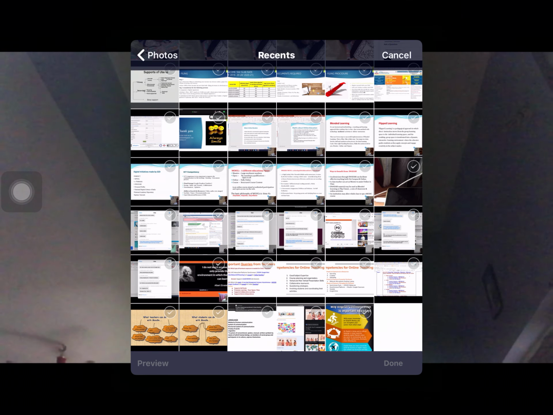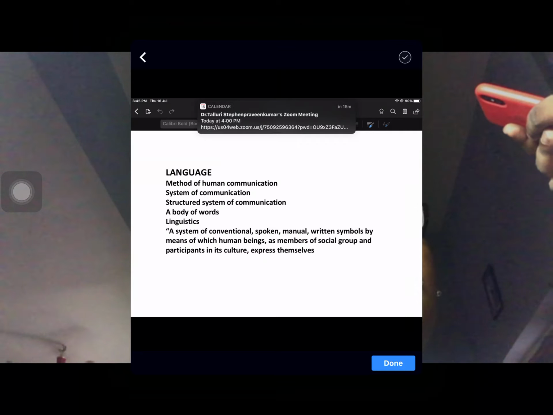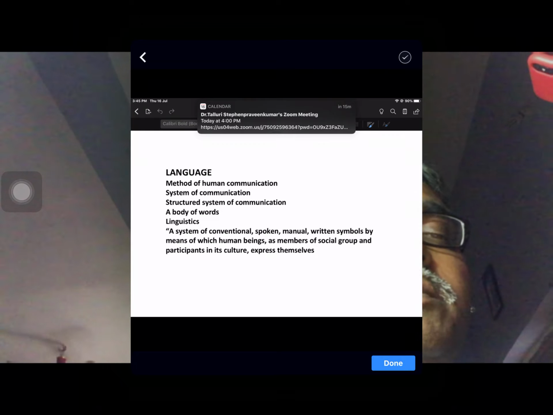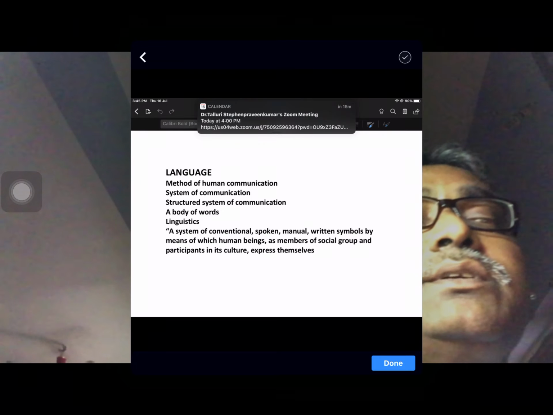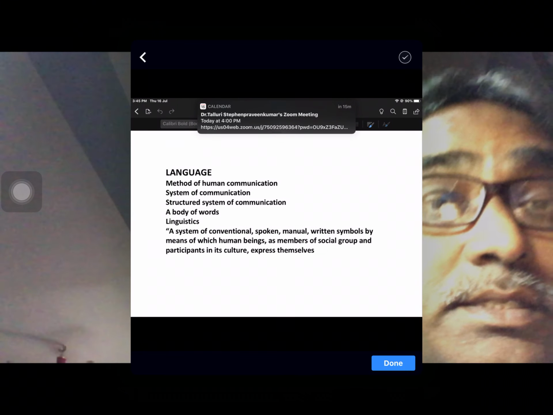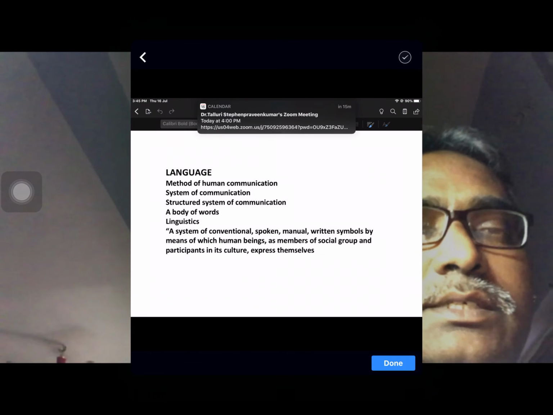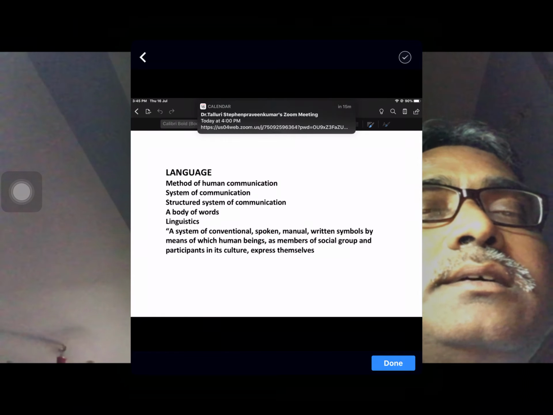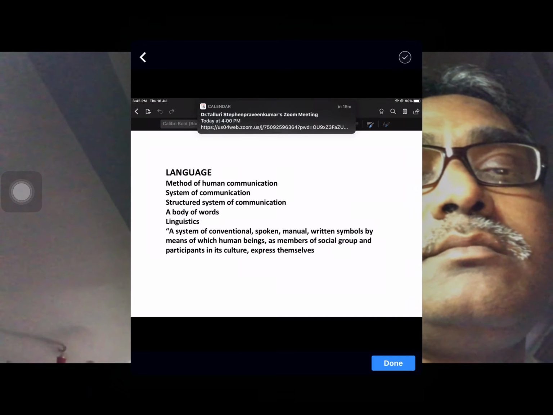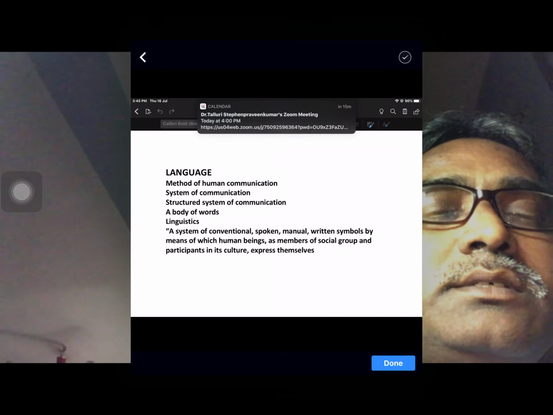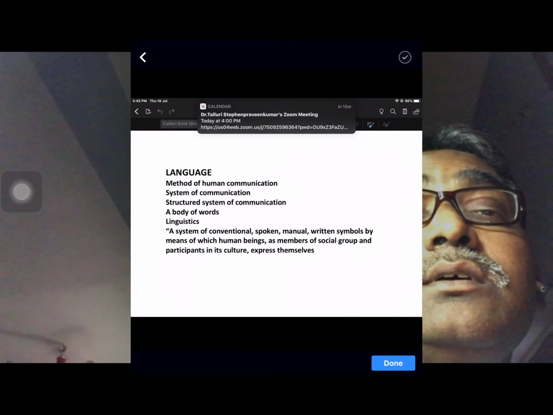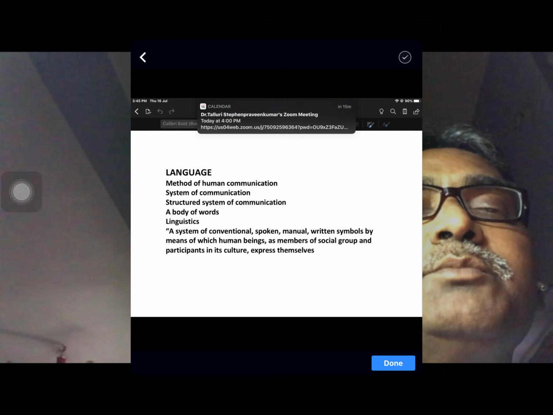The slide shows some interesting information about language, what language exactly means. So you can see the first line. So what is language? The first line says that language is a method of human communication. So language has got a scientific meaning, because it is a method of human communication.